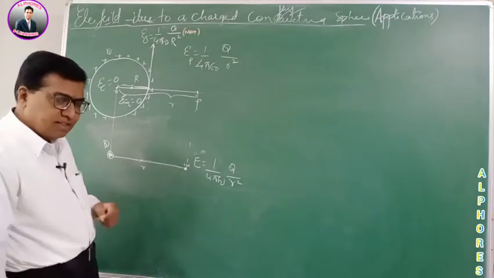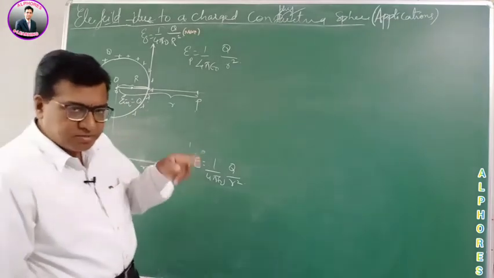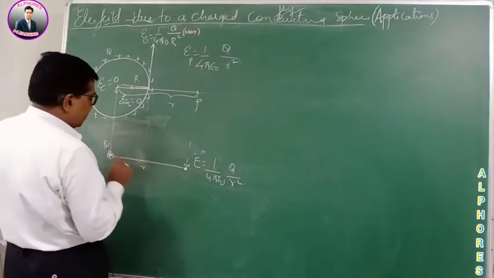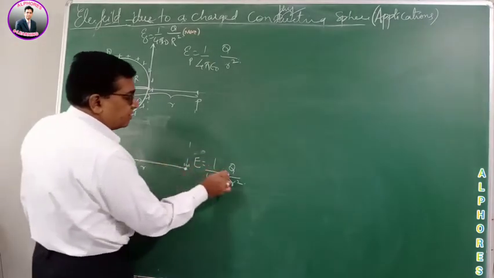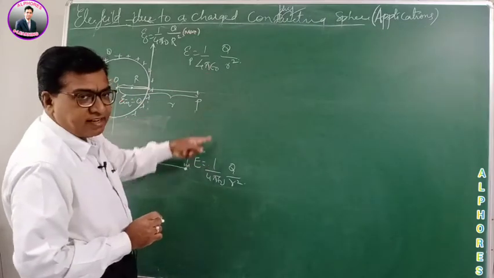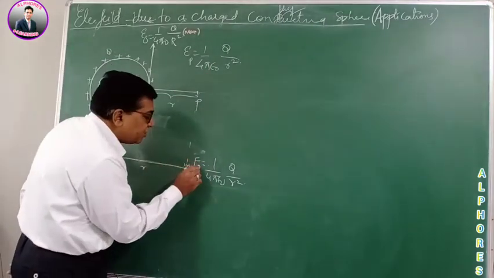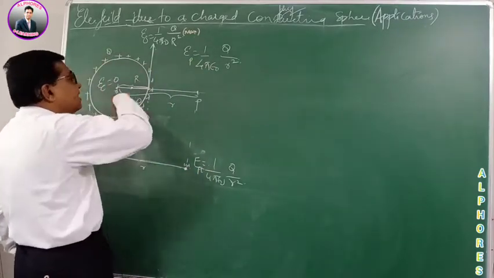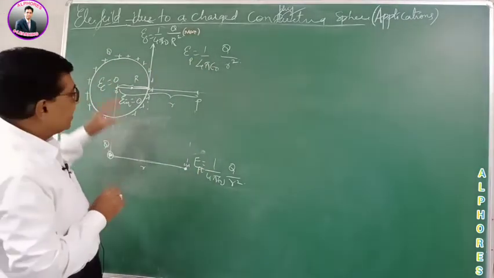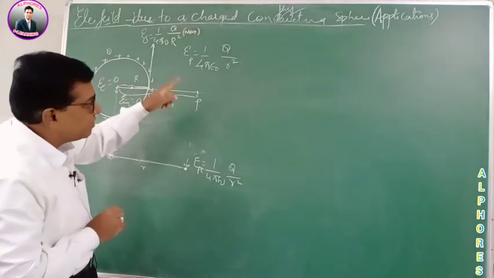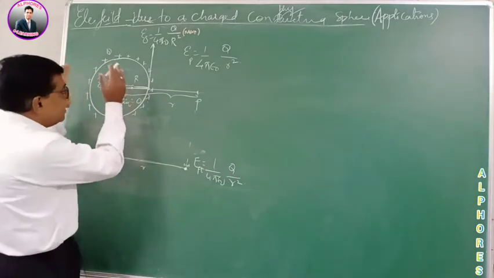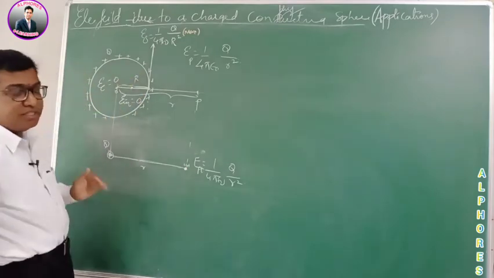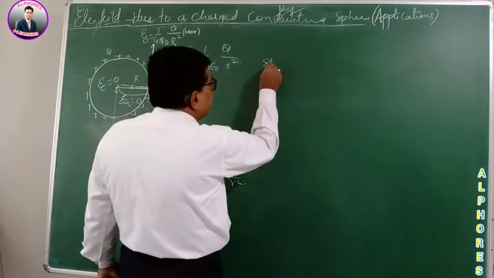Then the force on it, according to Coulomb's law, is 1 by 4 pi epsilon naught q1 q2 by r square. So 1 by 4 pi epsilon naught q into 1 by r square. Now comparing these equations, the electric field due to a point charge is the same as the electric field due to a spherical conducting charged sphere. Both the formulas are the same. In the sense, this conducting charged sphere is behaving as a point charge. This is called the shell theorem.